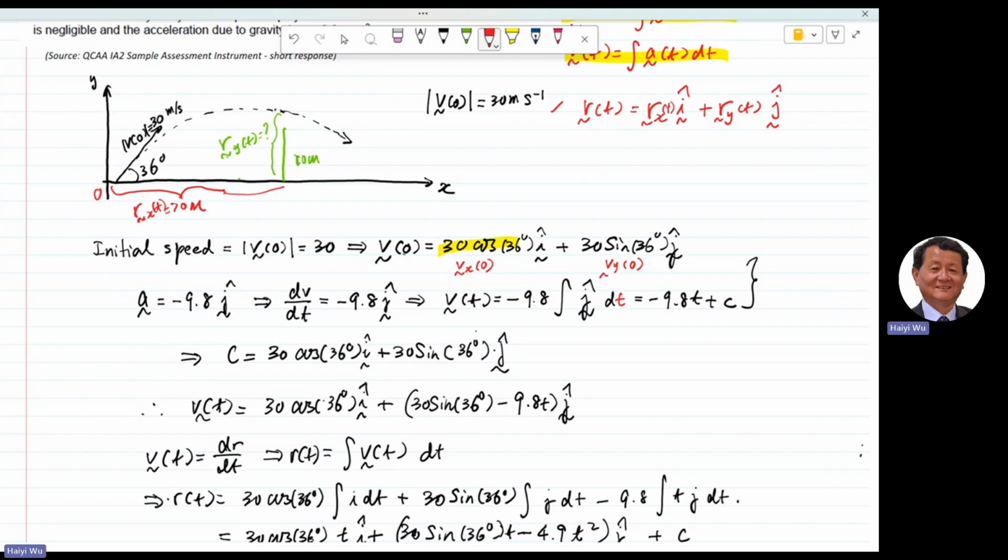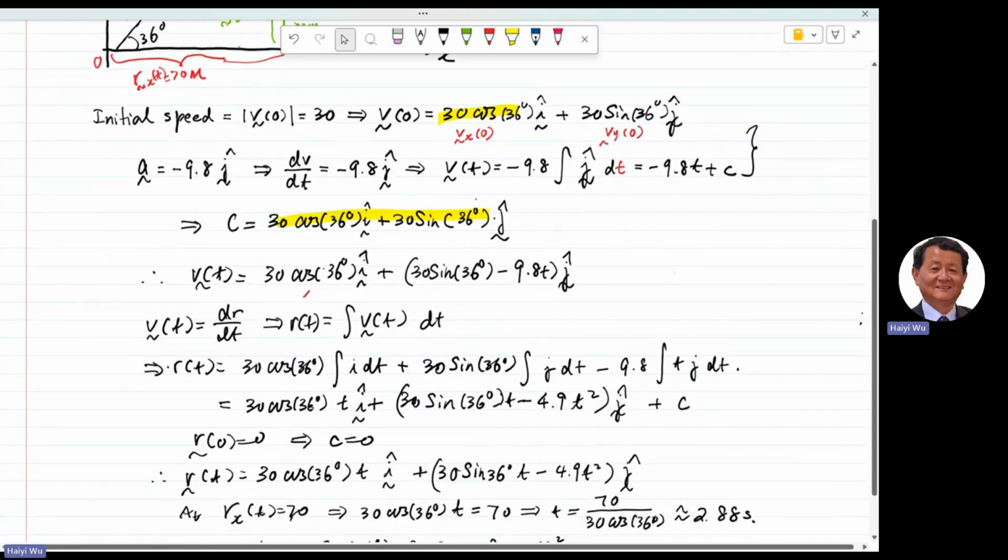So we plug v0 into the left-hand side at t equal to 0. Therefore, C is the initial velocity. So we put it back into the velocity formula. The x component is unchanged, and the y component is the vertical 30 times sine 60 degrees minus 9.8 t. So that's the velocity function.